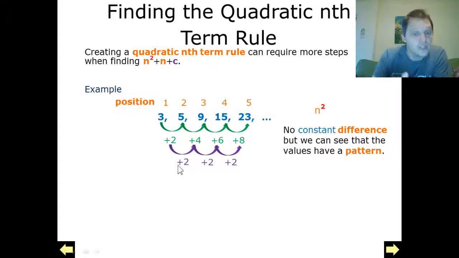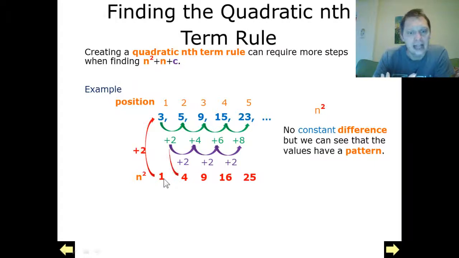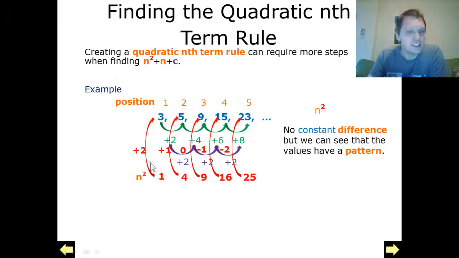Again, we're going to halve this and put it in front of the n squared. Half of 2 is 1, so I've written my 1 in front of the n squared. I'm going to do my n squared times table: 1, 4, 9, 16, 25. Again, I'm going to look at how I get from my newly created sequence to my original sequence. But as you can see, it's not constant each time. It's ever changing. To get from my 1 to my 3, I'm adding 2. To get from my 4 to my 5, I'm adding 1. 9 to 9, not doing anything. 16 to 15, minusing 1.